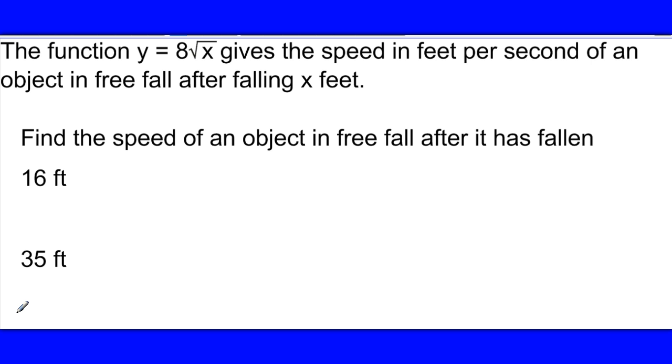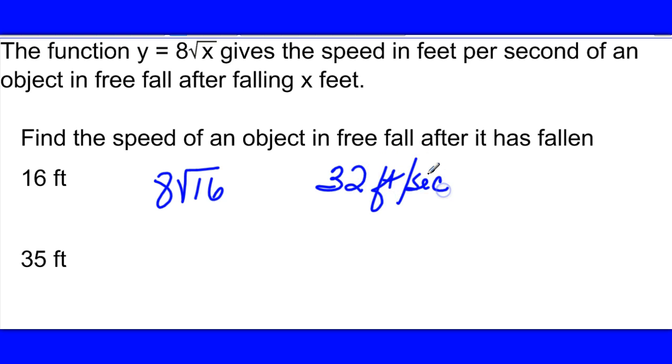Here's an example of a square root function. It says y equals 8 radical x gives the speed in feet per second of an object in free fall after falling x number of feet. And then I just want you to use that, okay? So all we're going to do is plug things in. They want to know, find the speed of the object in free fall after it has fallen 16 feet. We're going to put the 16 in place of the x. Your order of operations tells you to take the square root first, which is 4, and 8 times 4 is 32. So it's 32 feet per second would be the speed.